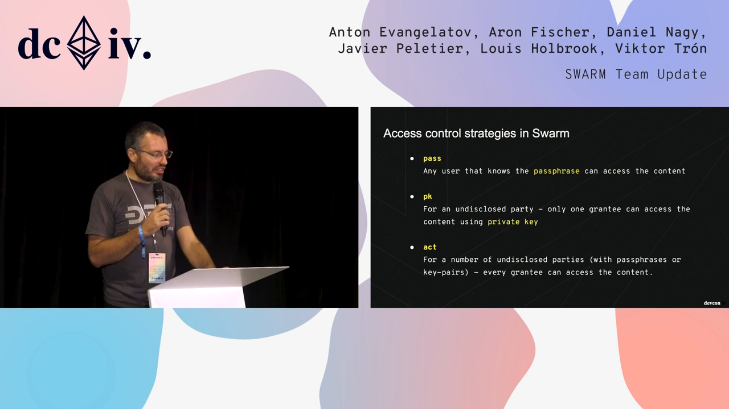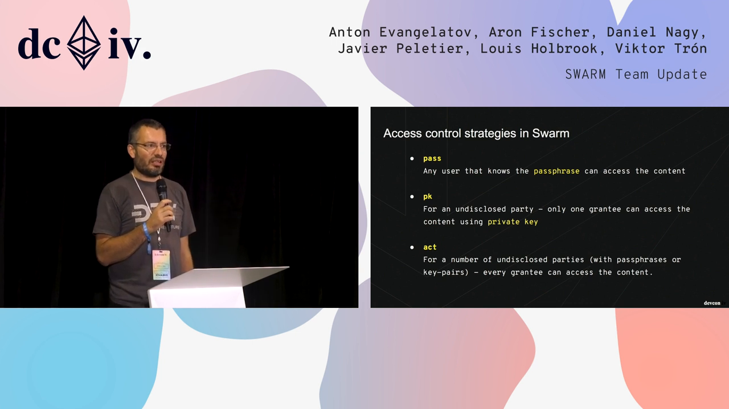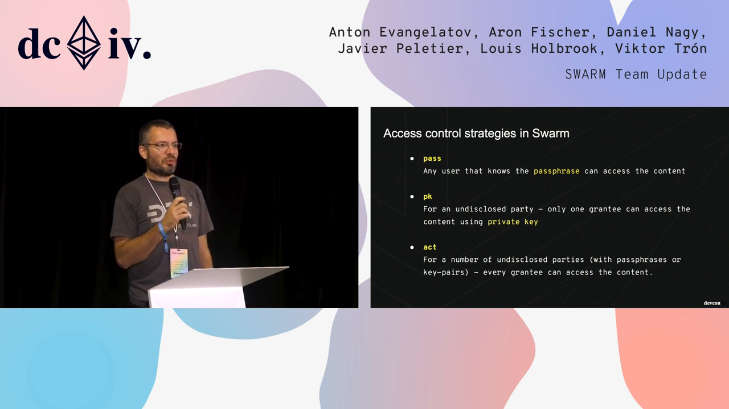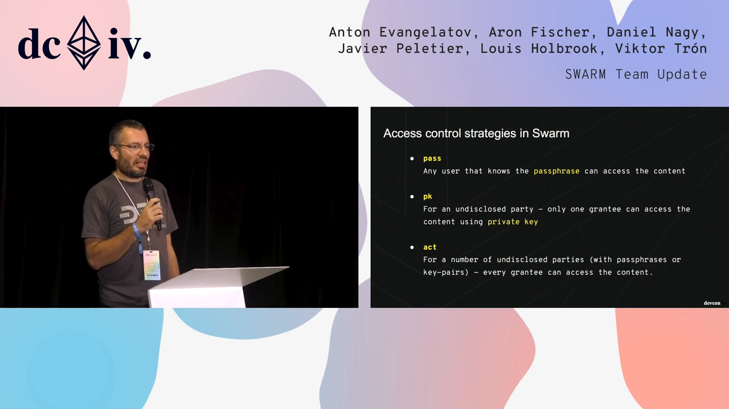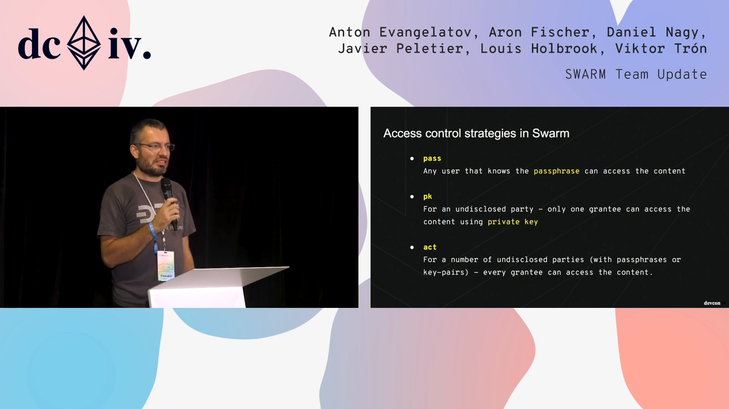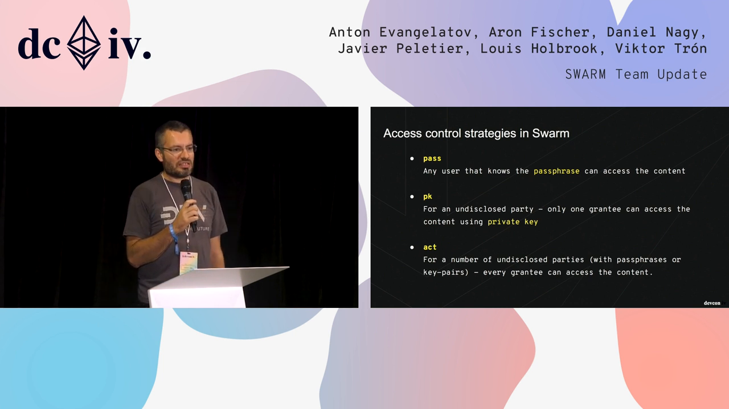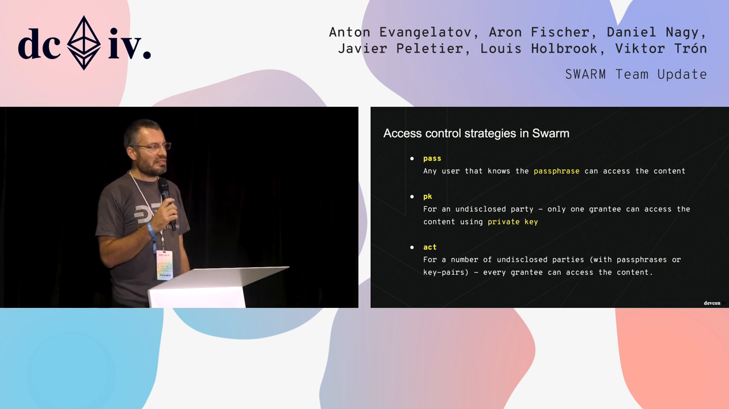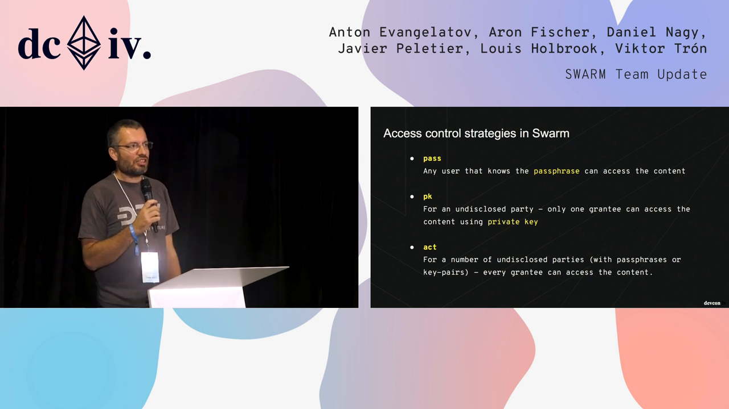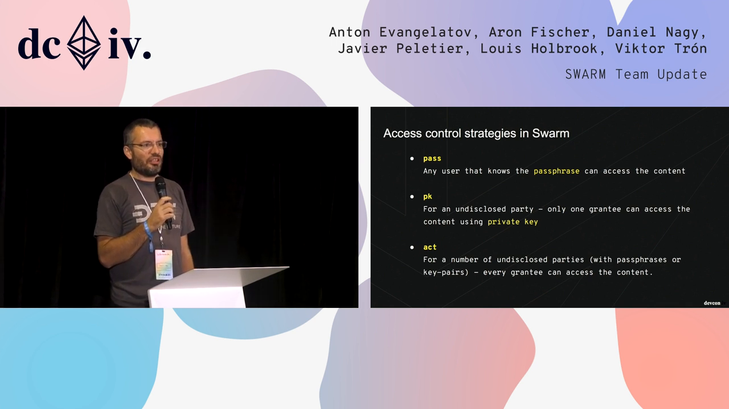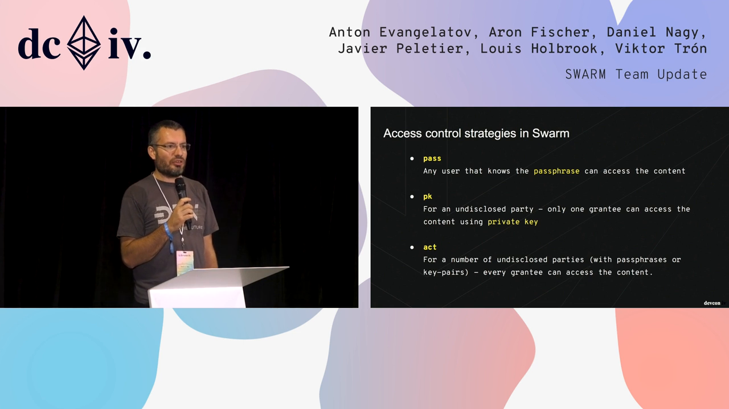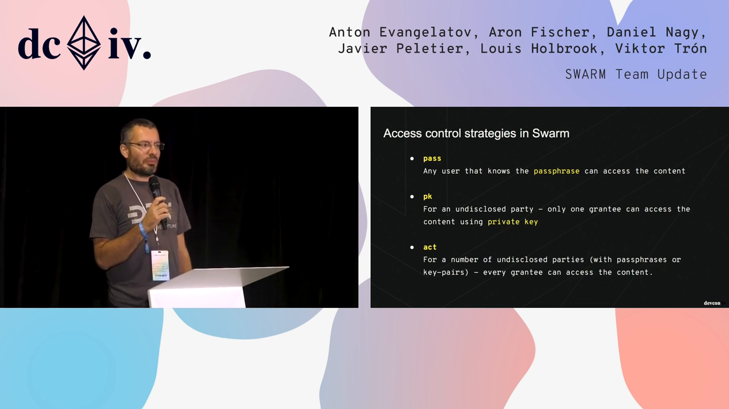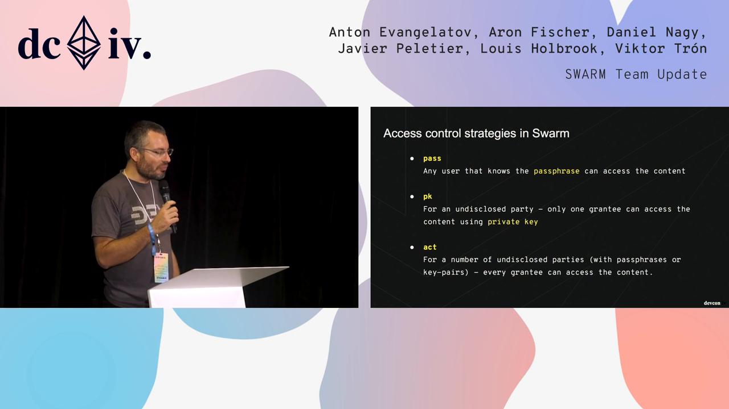So there are three strategies in which you can identify authorized users to access content. The simplest and most intuitive, perhaps, is a passphrase. So you can make content accessible to users that know a particular passphrase. In this case, both the publisher and the consumer need to know that passphrase, which of course has the disadvantage that if the same user needs to access content by two different publishers, then those two publishers can also access each other's content.